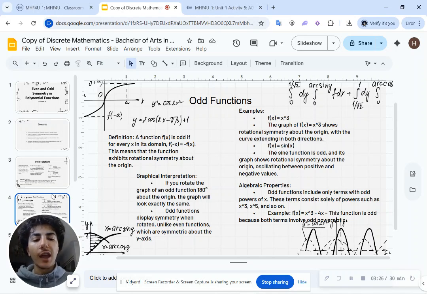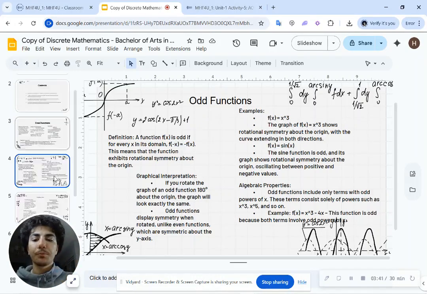So as we can see, x^3: 3 is an odd number. 4x^1: 1 is an odd number. So as we can tell, odd powers equal odd functions.